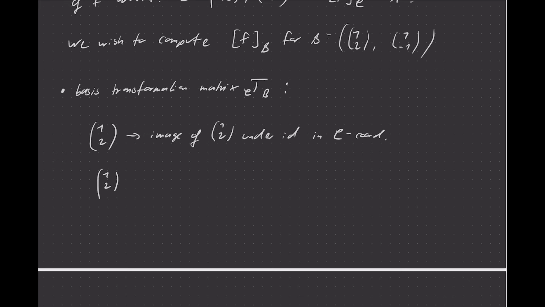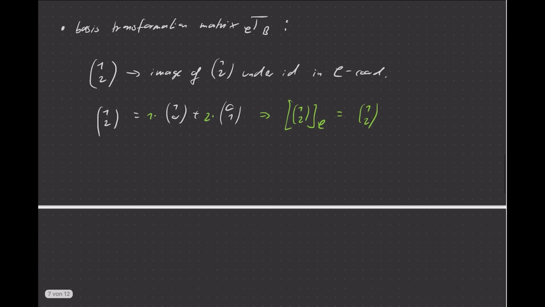And the C coordinates of 1, 2, we get those if we try to represent that vector as a linear combination of the basis vectors, 1, 0 and 0, 1. And of course, that is 1 times 1, 0 and 2 times 0, 1. So that means the C coordinates of that vector are exactly 1, 2, same as the vector. And that's a neat thing here.